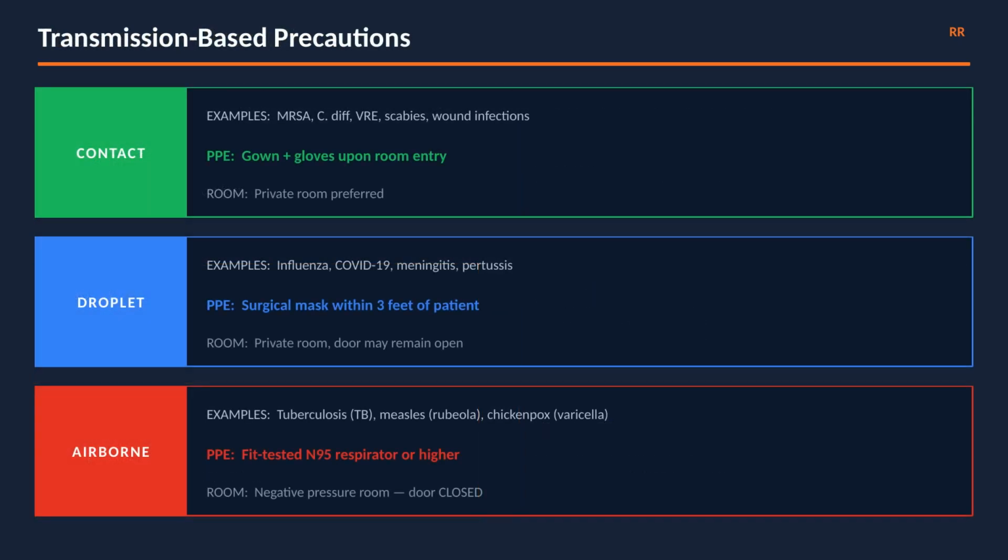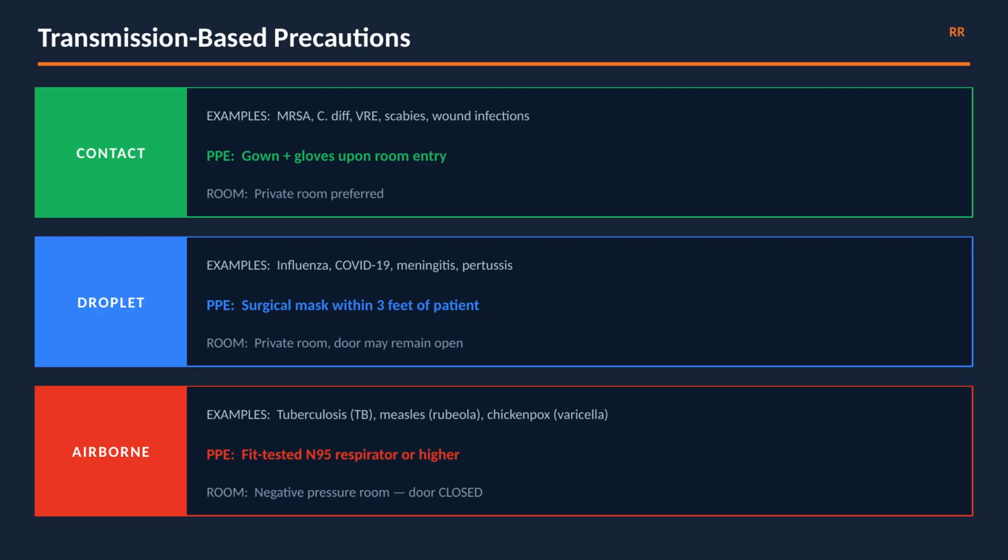Standard precautions apply to every patient, every encounter, regardless of diagnosis. Treat every patient's blood, body fluids, secretions, and non-intact skin as potentially infectious. Standard precautions include hand hygiene before and after every patient contact. Gloves when contact with blood or body fluids is anticipated. Gown when splashing is possible. Mask and eye protection for splash risk to the face.